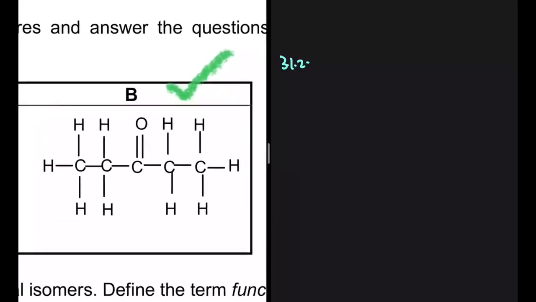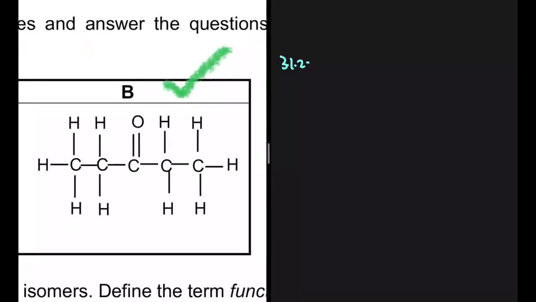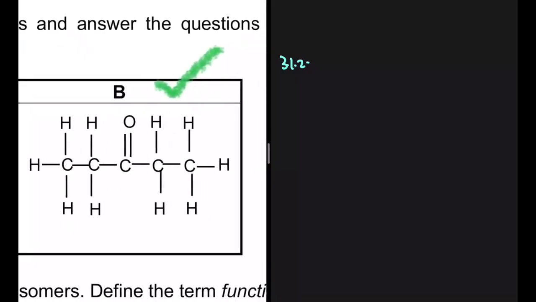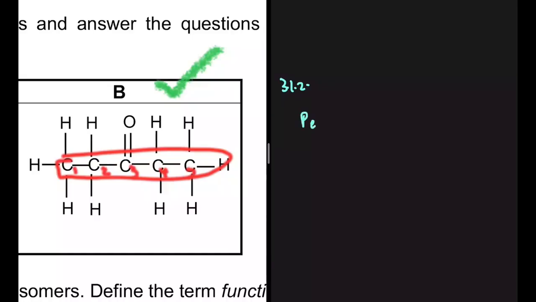Because of the structure of the functional group, compound B is a ketone. This carbon that is bonded to the oxygen is bonded to two other carbons, and because of that we can conclude that compound B is a ketone. Now what we need is the longest carbon chain. It is easy to see that this will be our longest carbon chain with 1, 2, 3, 4, 5 carbons. So we know we have pentane.